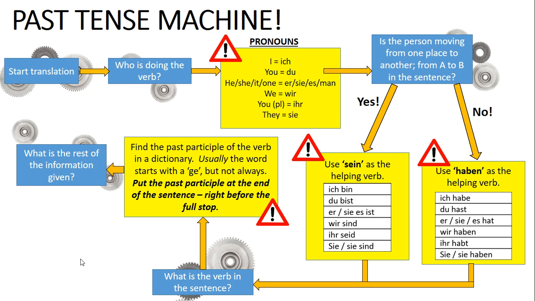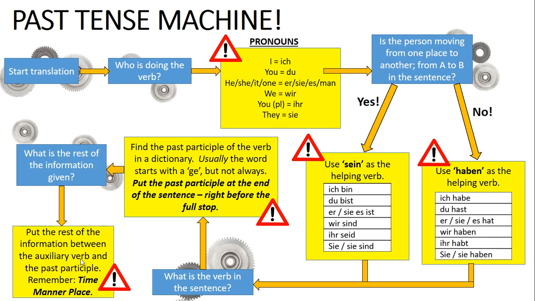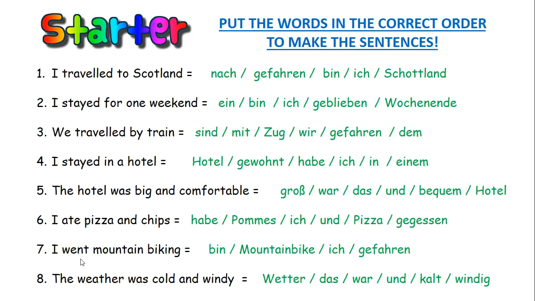And what's the rest of the information given? So the extra information could be who you did the action with in the past tense, where, when, why, and the extra information needs to go in between your helping verb and your past participle. So in the past tense, the sentence must always end in your ge word, gespielt, gemacht, your past participle. So if you've written a sentence in the past tense and it doesn't end in your past participle, then you've put it in the wrong order.